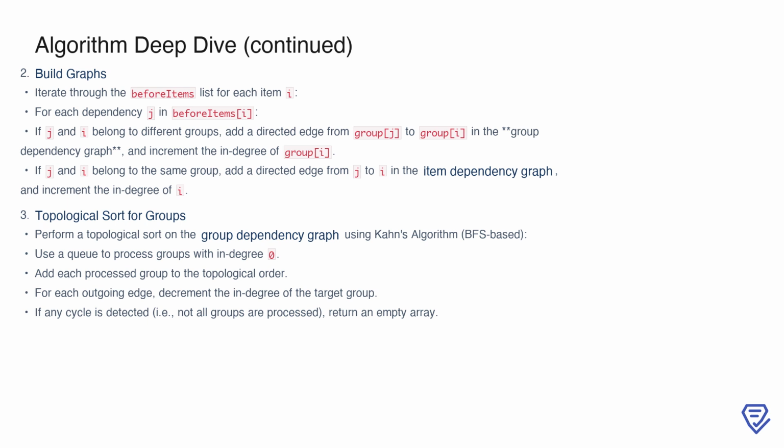On the other hand, if the dependency is within the same group, we add a directed edge between the items themselves in the item dependency graph and increment the in-degree of the dependent item. Once the group dependency graph is built, we perform a topological sort on it using Kahn's algorithm. This involves processing nodes with an in-degree of 0 and iteratively removing their outgoing edges while updating the in-degrees of their neighbors. If any cycle is detected, meaning not all groups can be processed, we immediately return an empty array because the sorting is impossible.